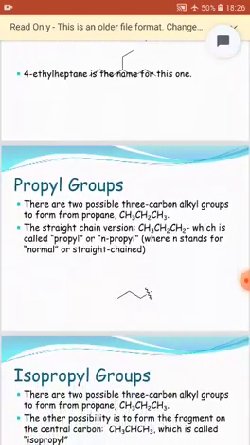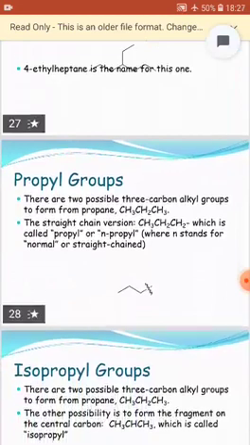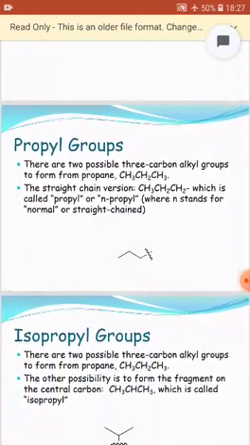Propyl group. There are 2 possible 3-carbon alkyl groups to form from propane, CH3CH2CH3. The straight chain version is CH3CH2CH2-, which is called propyl or n-propyl, where n stands for normal or straight chain.